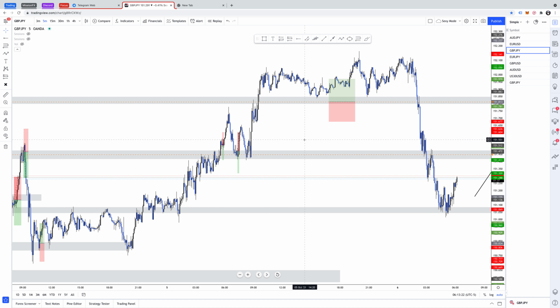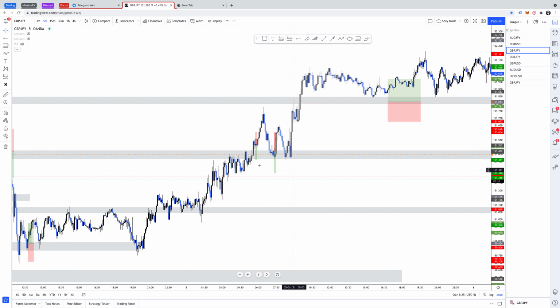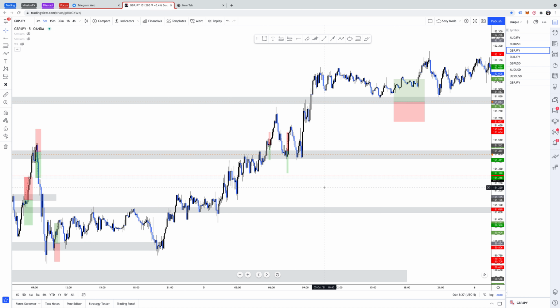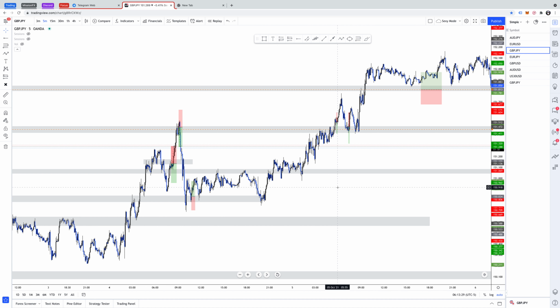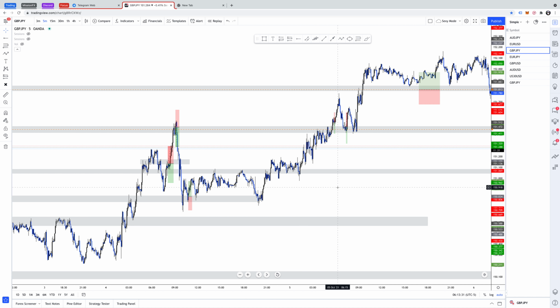I was trying to fix the zone. Cool. So anyway, it bounced up, started finding support. So a good way you can avoid getting the zones wrong is making sure that the higher time frames, like the 4 hour, 1 hour, whatever, also align with the minute 15.